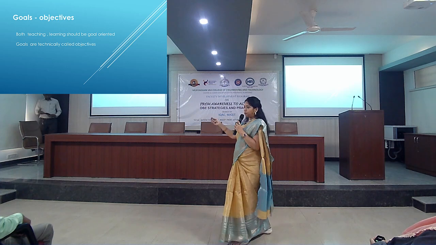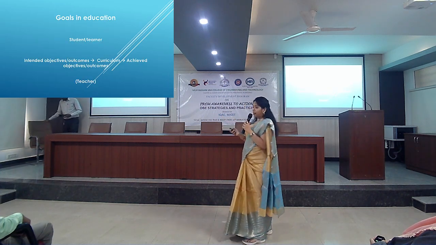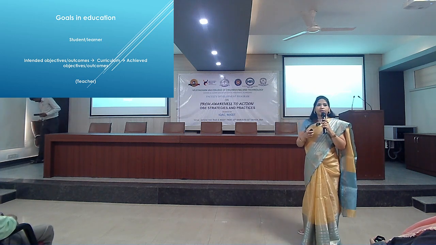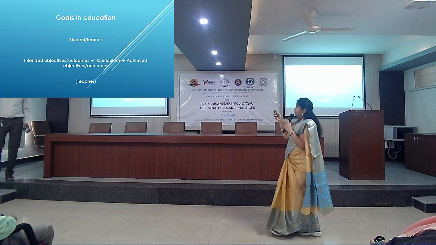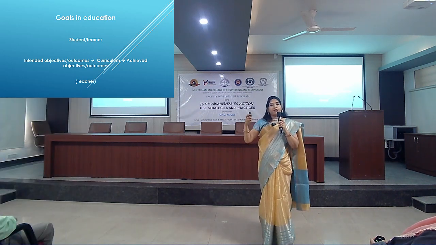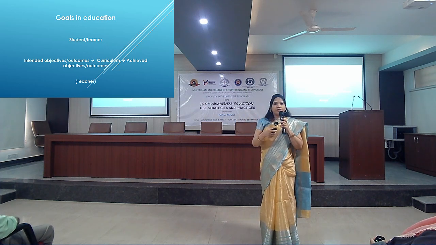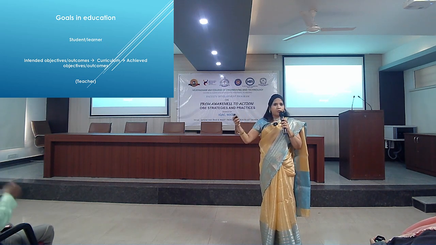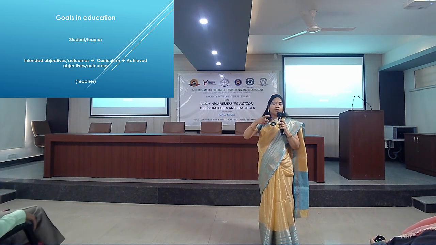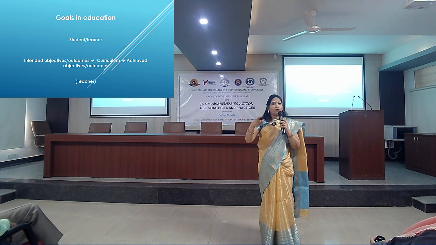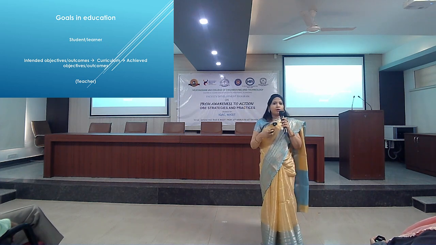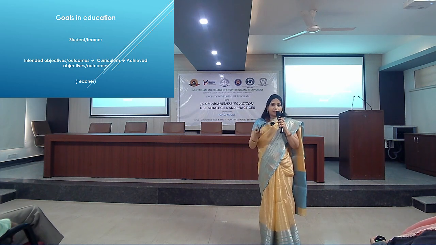So this I already explained. Goals and objectives are same in the case of education. So you have a student whom you call as a learner, and you have intended objectives, that is expected outcomes, and you also have achieved outcomes. How will you convert expected outcomes to achieved outcomes? Who is the person who is going to convert? Can you tell who is going to convert expected outcomes to achieved outcomes? The teacher will convert. And who is the beneficiary? The student is the beneficiary.